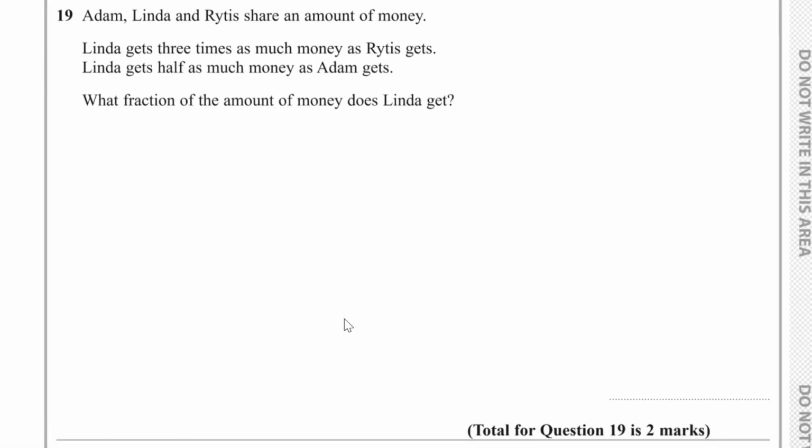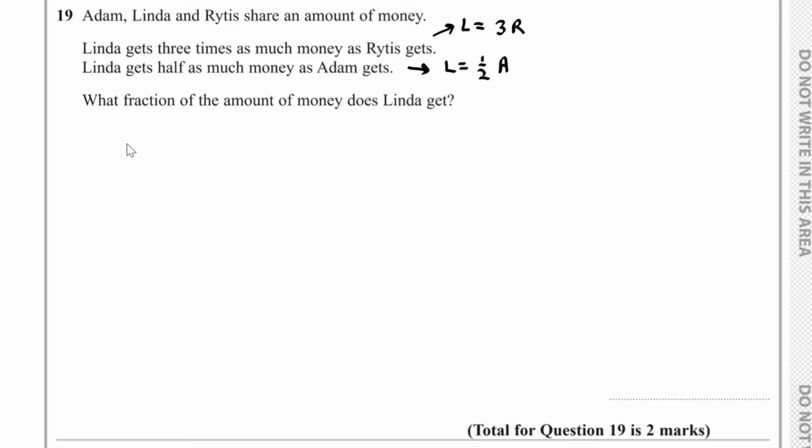For question 19, Adam, Linda and Ritis share an amount of money. Linda gets 3 times as much money as Ritis gets. Linda gets half as much money as Adam gets. What fraction of the amount of money does Linda get? Well, here, Linda gets 3 times as much as R, and she gets half the amount Adam gets, so L is also equal to 1/2 A.